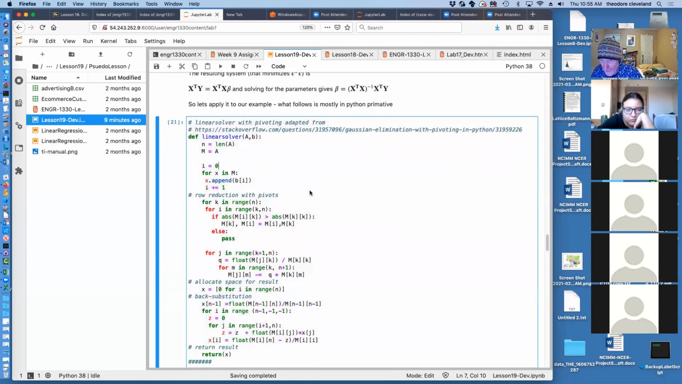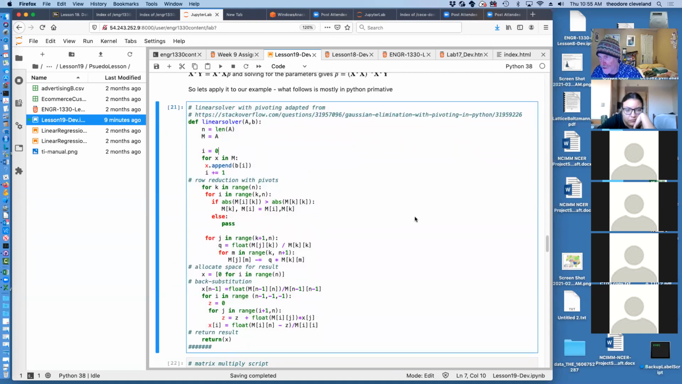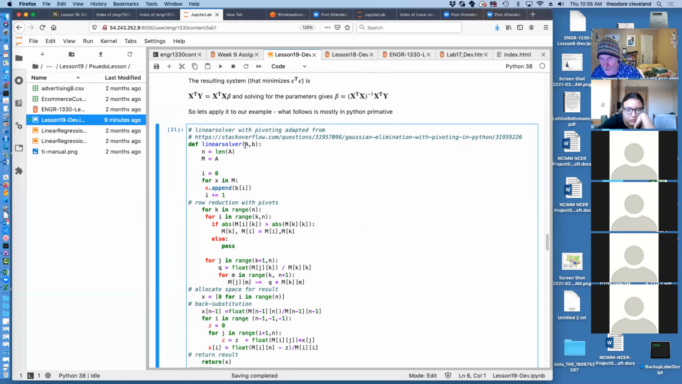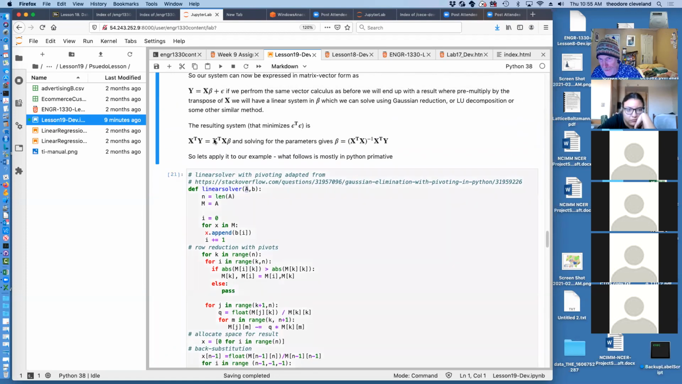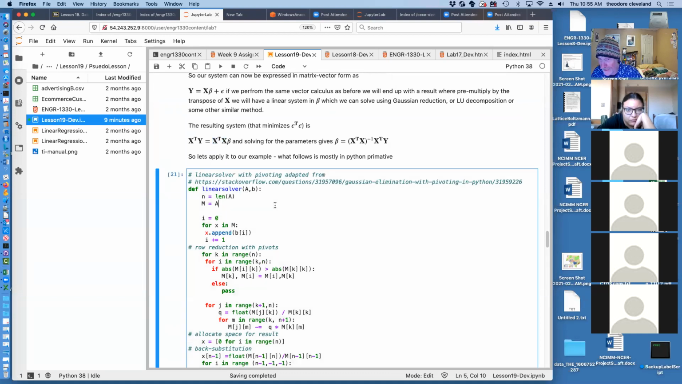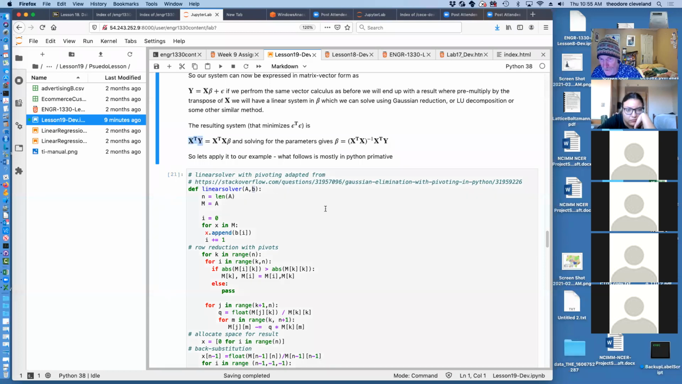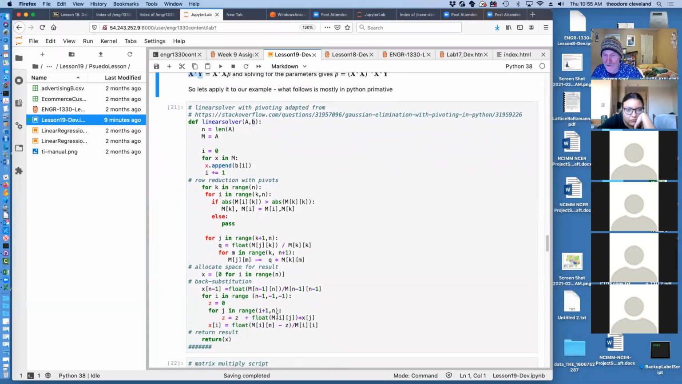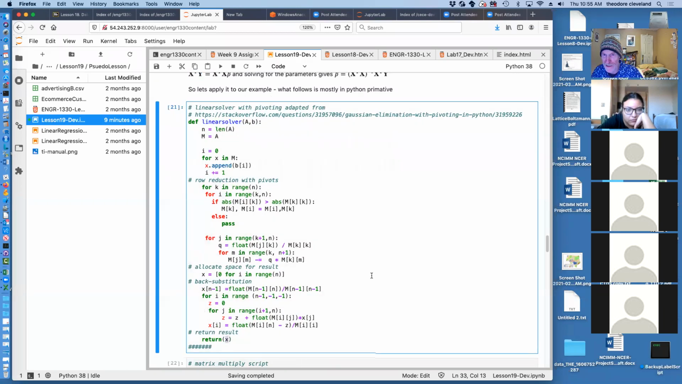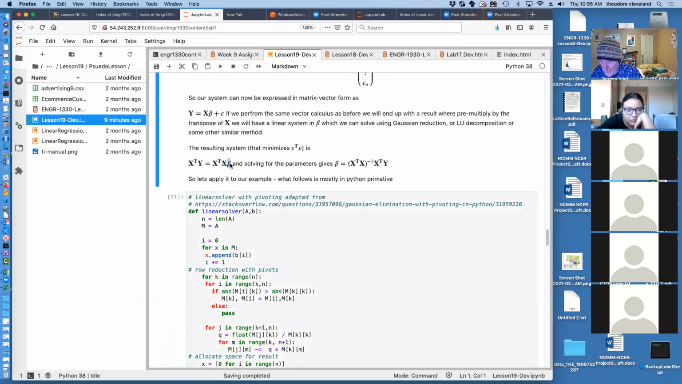So we've seen this before. This is the Gaussian elimination with pivoting in Python. We're going to define a function called linear solver. What linear solver takes as input is an A matrix. In our case, the A matrix is X transpose X. And it takes the B right-hand side vector. In our case, it's going to be X transpose Y. And it returns the value of X, which in our case is going to be beta.